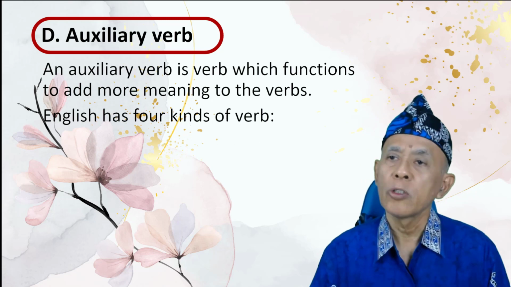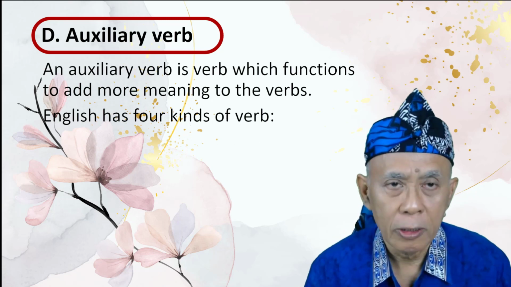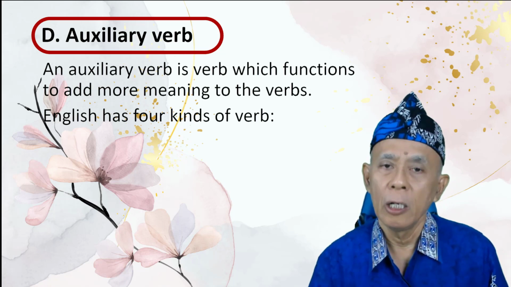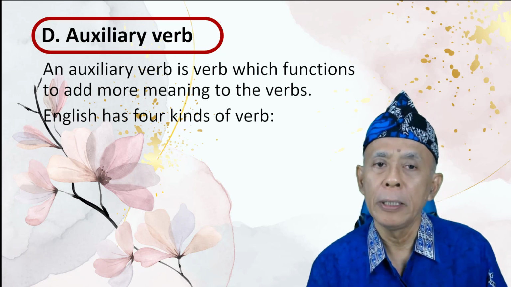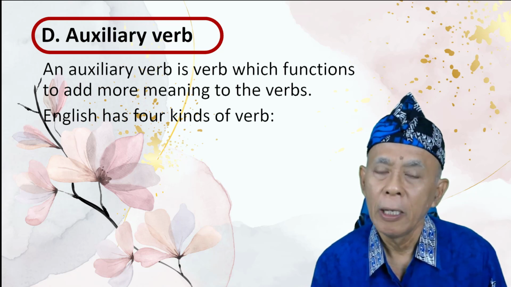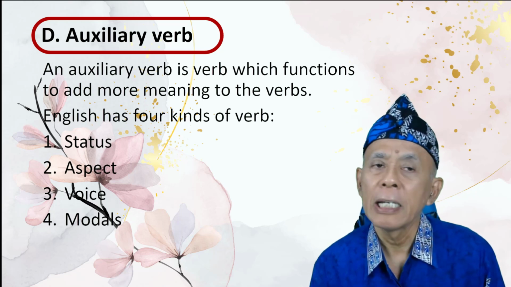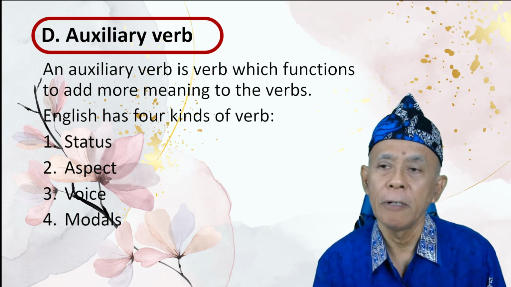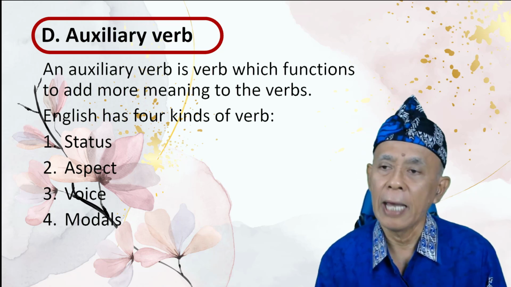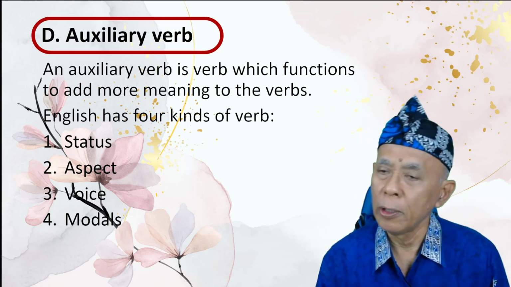An auxiliary verb is a verb which functions to add more meaning to the verbs. With an auxiliary verb, a speaker adds more meaning to the predicate. It's not just the main verb or the full verb, but here we have other meanings. English has 4 kinds of auxiliary verbs. The first is status, the second is aspect, the third is voice, and the fourth is modal or modals.